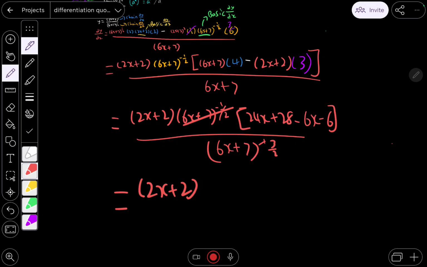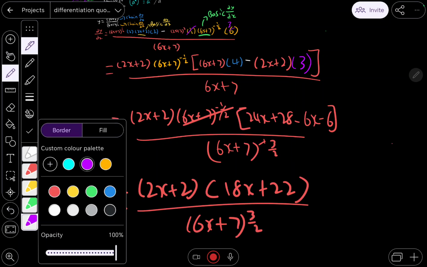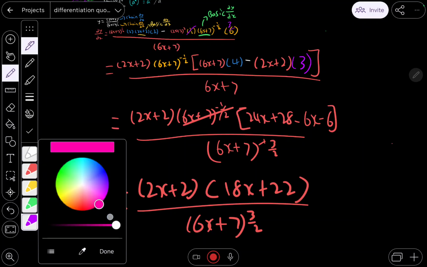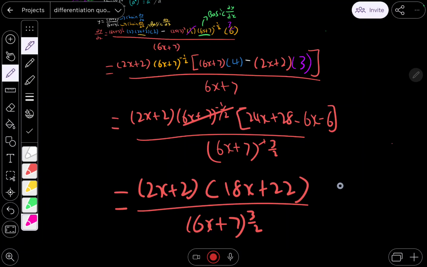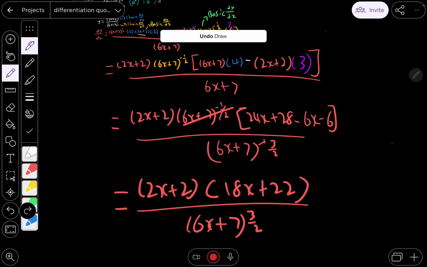Okay. And then we can now write in round brackets. We simplify the square bracket, we will get 18x plus 22, and this will be over 6x plus 7 to the power of 3 over 2. You can leave my answer, which I'll write out in pink. Or I can write like that, or never mind, I will use blue then. Or you can write like that.